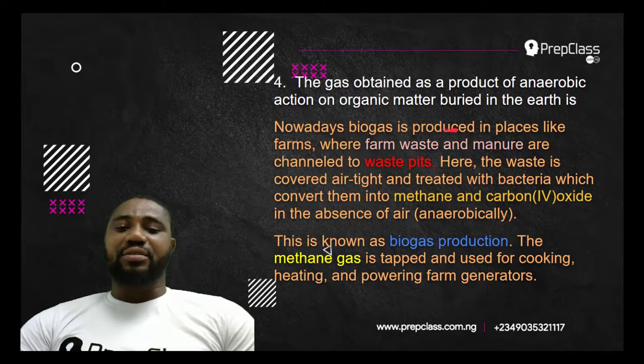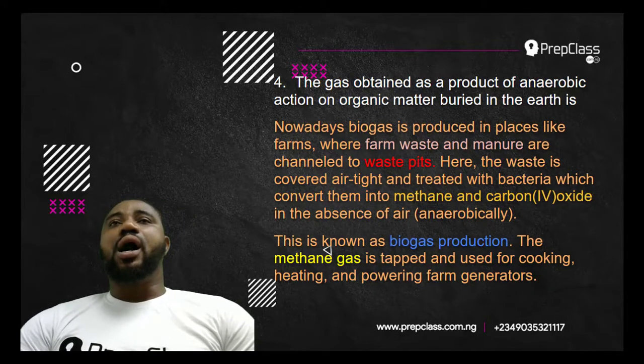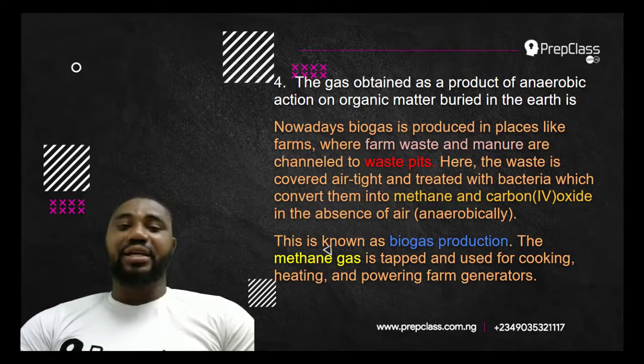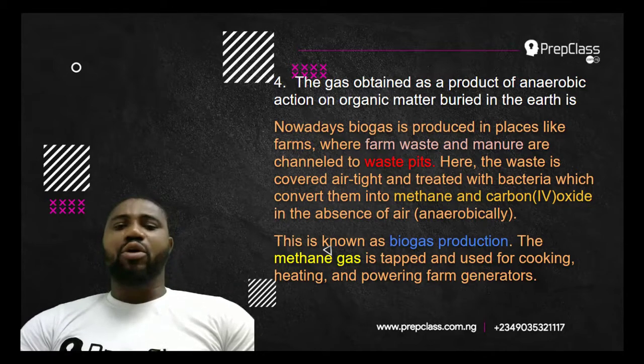Nowadays, biogas is produced in places like farms, where farm waste and manure are channeled to waste pits. If you go to some advanced farms, the droppings of the animals and their urine are channeled to a pit dug on the ground. We call it a waste pit. All the weeds that have been removed, sometimes they place them there. Dead animals, they place them there. Everything organic. Remember, organic simply means coming from a living thing.